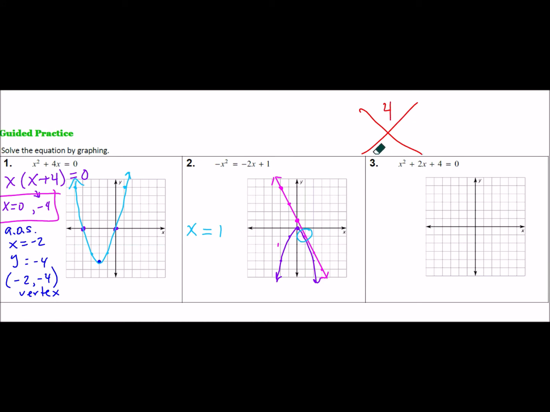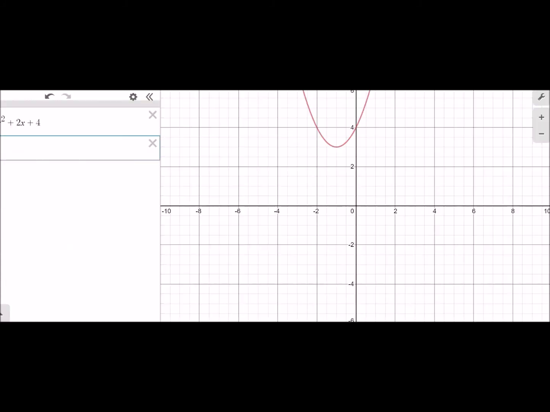A times C is 4, and B is 2. So what two numbers multiply to 4? So here's 1 and 4, 2 and 2, and notice everything's positive. So if we were to try to graph this, well, it's not factorable. Now we can graph this, so don't freak out.